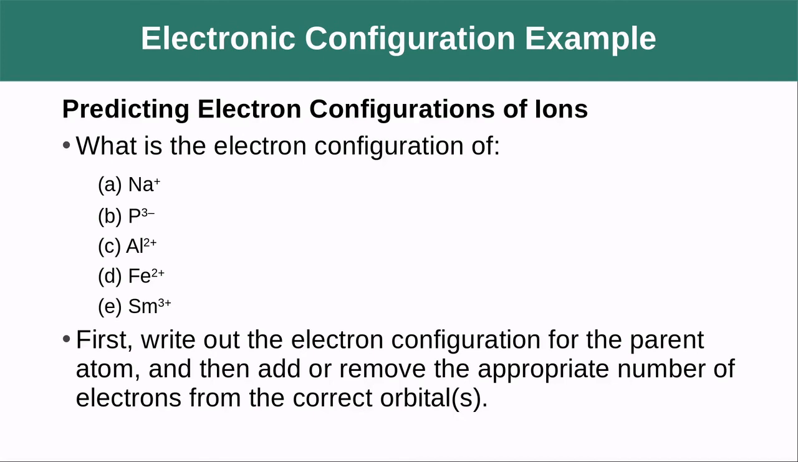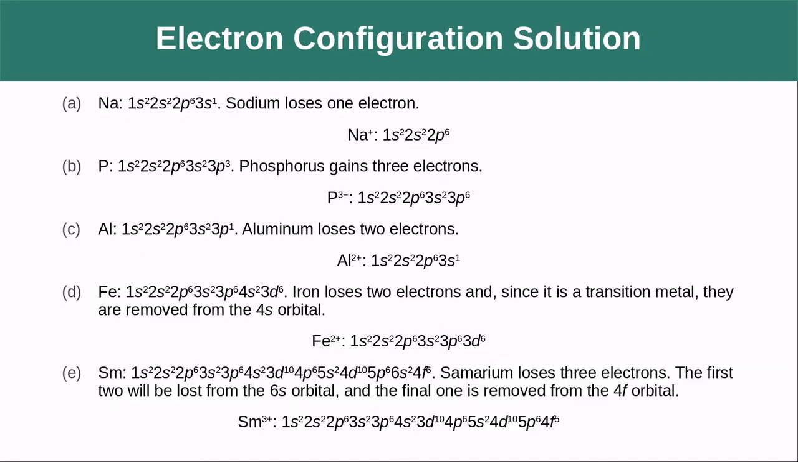So let's see here if we can predict the electron configurations for these guys. What is the electron configuration of these various different ions? So let's start off by writing out the electron configuration for sodium. We saw that before. If it loses an electron, this is a main group guy, it's going to come off of this 3s1, the last electron that was added to it to make this configuration, and we wind up getting this 1s2, 2s2, 2p6 configuration.